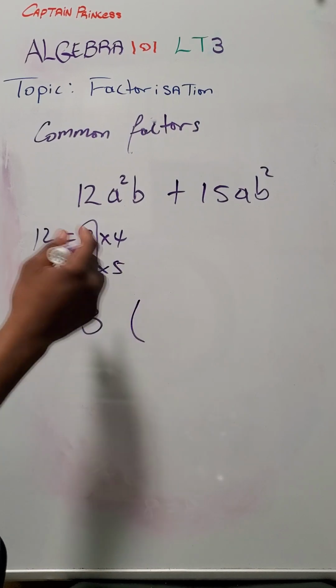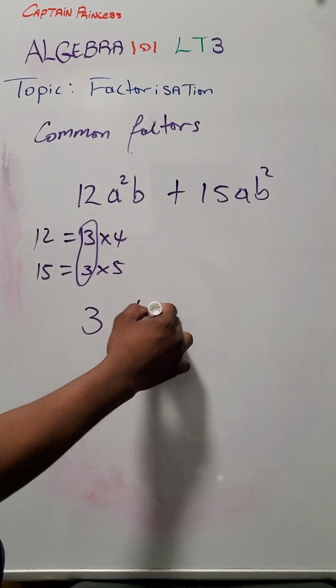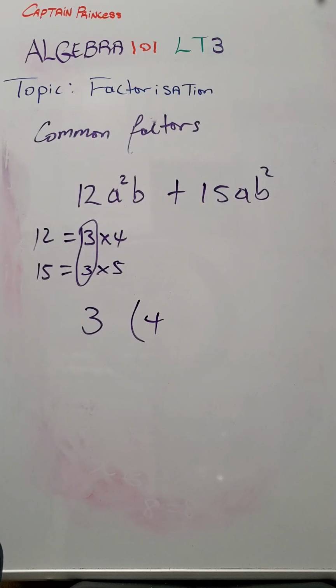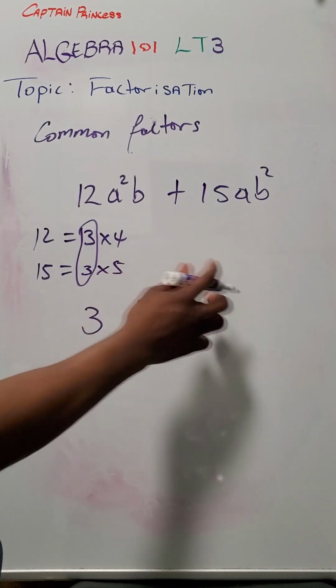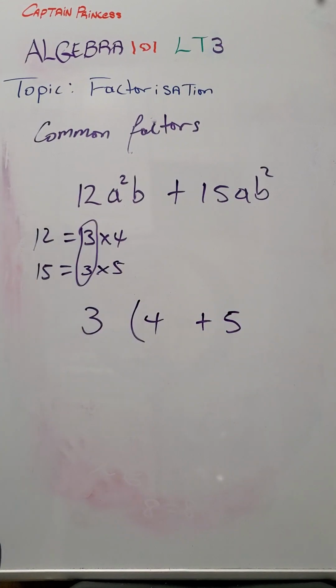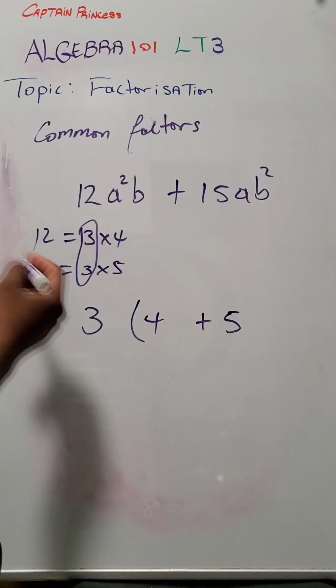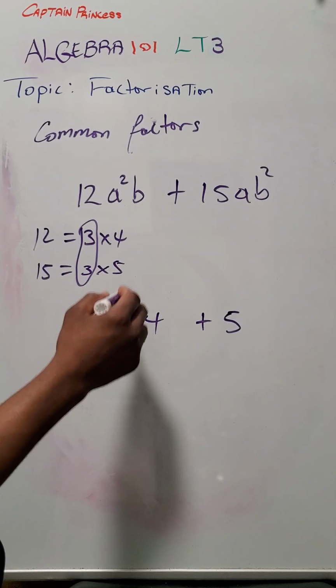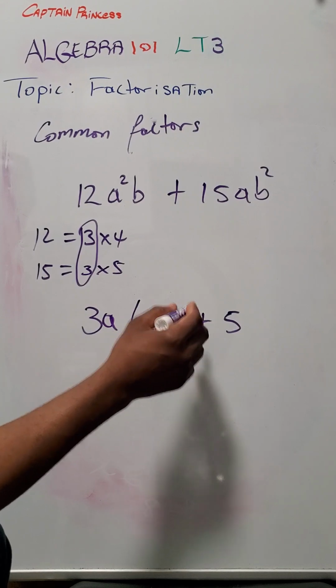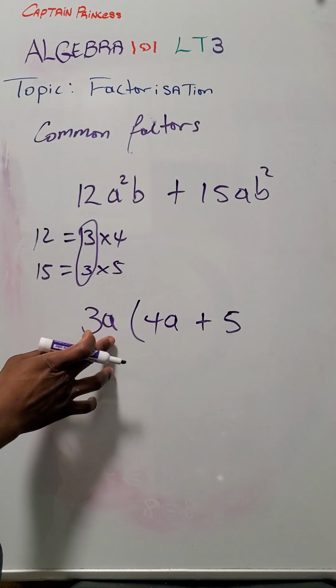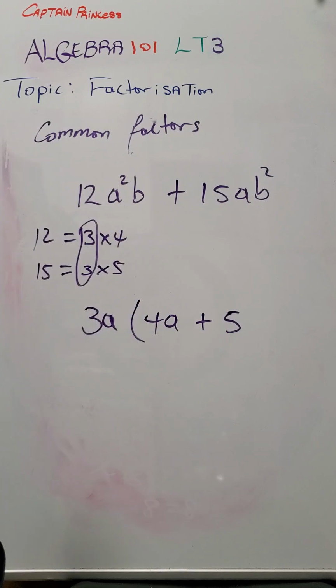Now let us put a bracket here. So 3 times 4, so the 4 is there, right? Let us put a plus here. And we know that 5 should be here. So that is the coefficient factor. Let us do the next variable, which is a. So we have a in both of the terms. So what we're going to do is put a on the outside, and then we're going to put that a here, because we want, when we multiply whatsoever is on the outside with whatsoever is on the inside of the bracket, it will give us the original expression.